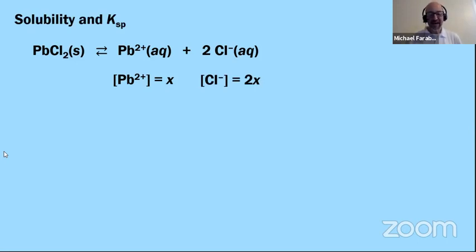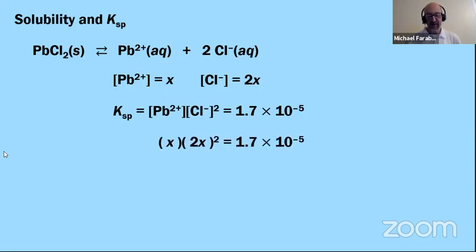So now when I plug X and 2X into my KSP expression, and by the way, the KSP for lead chloride happens to be 1.7 times 10 to the negative 5, I am not going to simply take the square root of 1.7 times 10 to the negative 5 because the math works out a little bit differently. So while we have to take the concentration of chloride and square it according to the equilibrium expression, inside the brackets represents the concentration. And again, it's not X and X, but rather X and 2X.